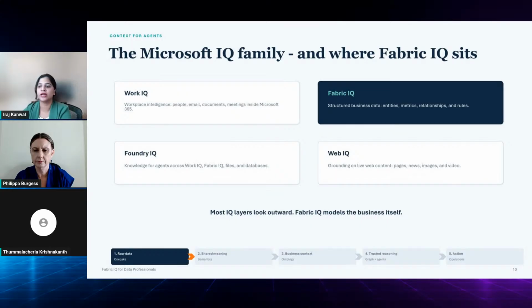It looks inward at the structured business data, which is entities, metrics, relationships, rules, and the operational signals, which we are going to discuss in more detail. So you will have a better understanding. In other words, Fabric IQ helps AI understand the business itself. That distinction matters. If you ask a customer agent about a customer, a facility, or any entity, you do not want it to guess from the raw tables. You want it to use a governed model of what those things mean and how they relate.